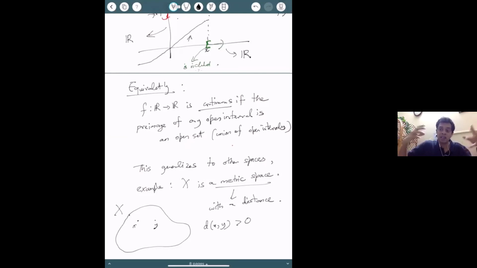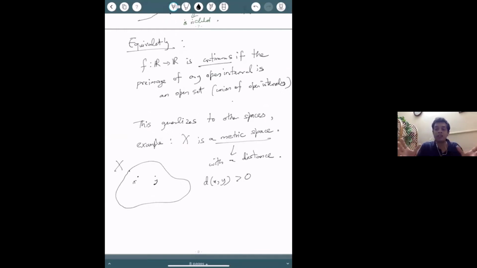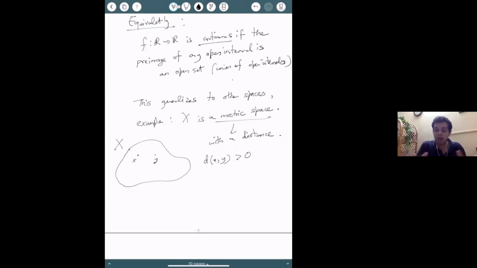And so this distance has to satisfy some properties, right? So if the distance is 0, then it better be the same point, and so on and so forth. So that's a metric space. And the good thing about a metric space is that there is a notion of an open interval, which is something like a neighborhood of a point. Here, what replaces the notion of an open interval is a disk or a ball around the point containing it.